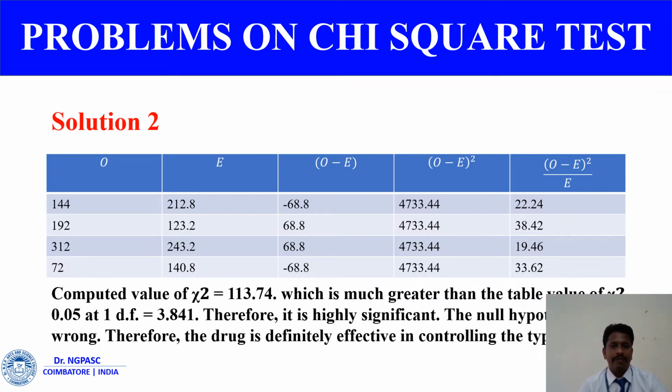The computed value of chi square is 113.74, which is much greater than the table value of chi square at 5% level of significance at 1 degree of freedom, which is 3.841. Therefore, it is highly significant. The null hypothesis is wrong. Therefore, the drug is definitely effective in controlling typhoid.